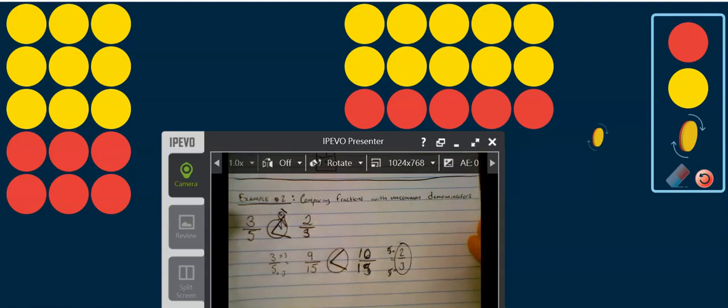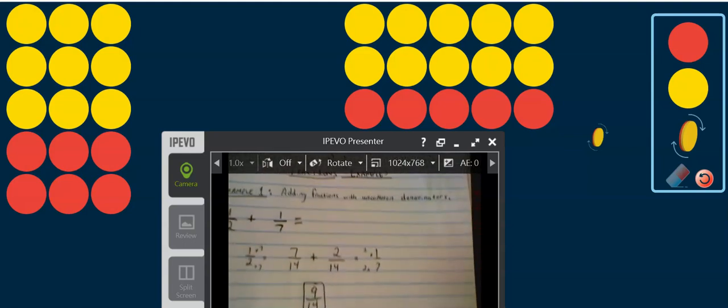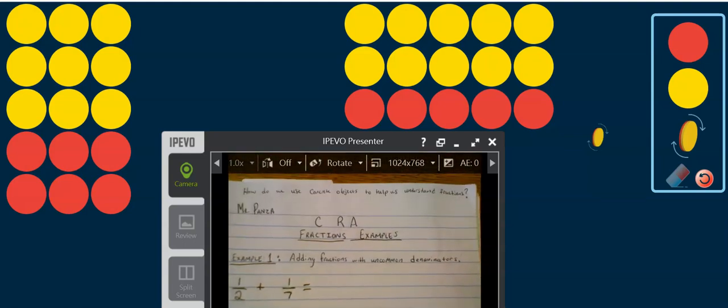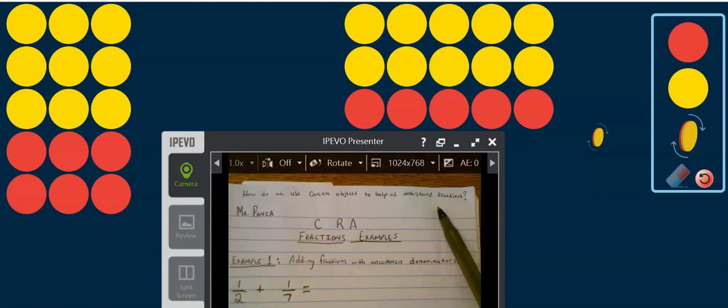I hope that seeing this in the CRA model helps you understand how you can understand and answer fraction problems using concrete representation.